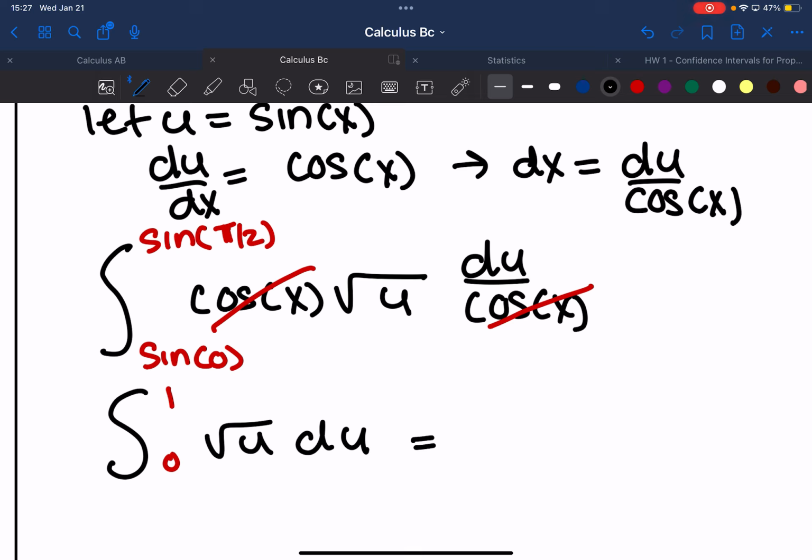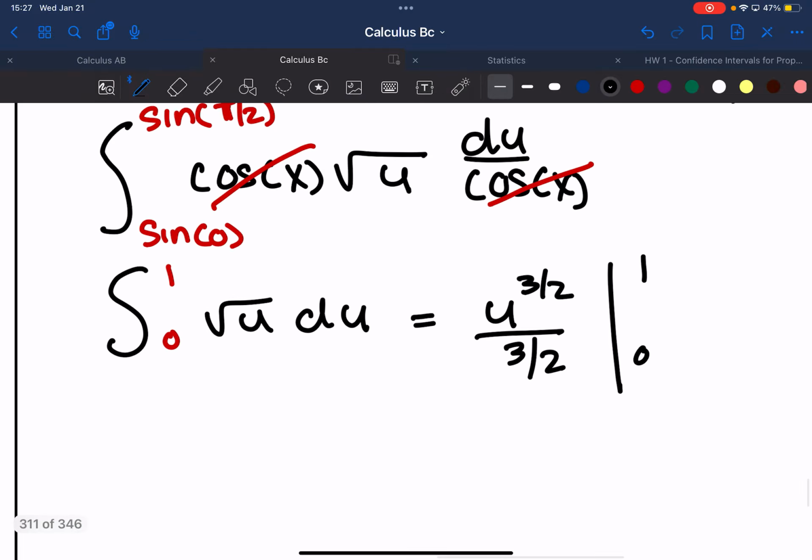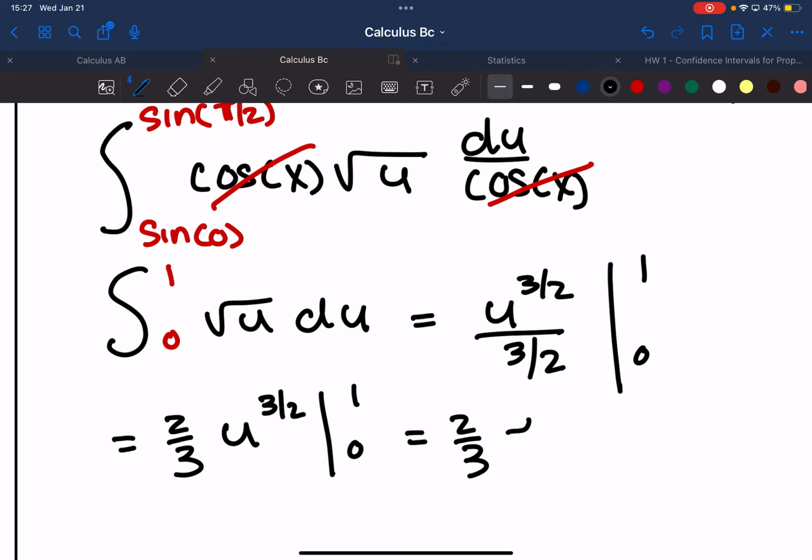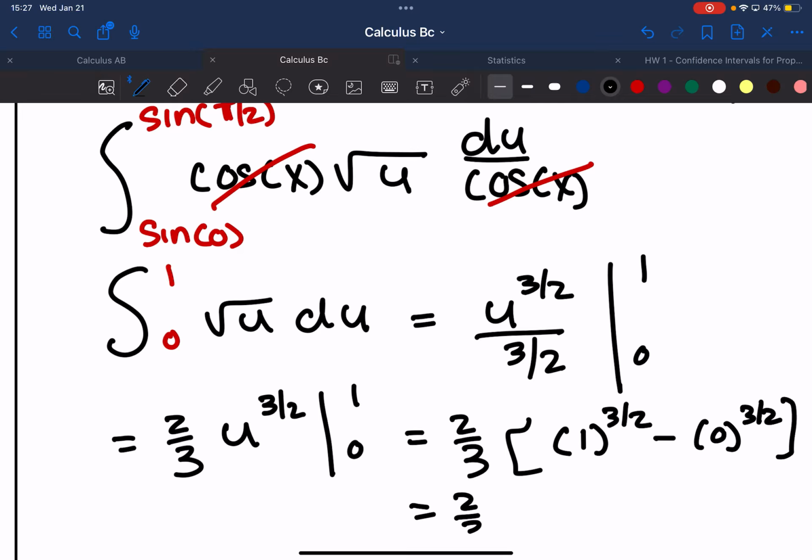Okay, so then I have u to the 3 halves over 3 halves, solved from 0 to 1. So this is 2/3 u to the 3 halves solved from 0 to 1, which is 2/3 times 1 to the 3 halves minus 0 to the 3 halves, which is 2/3 times 1, which is 2/3.